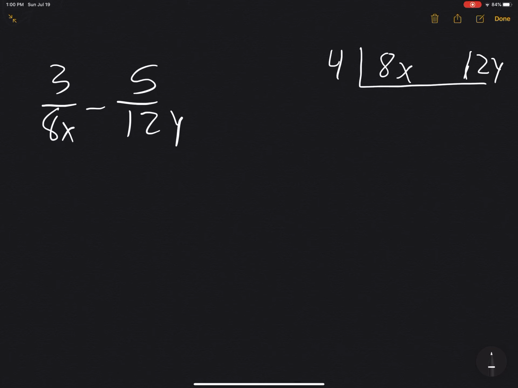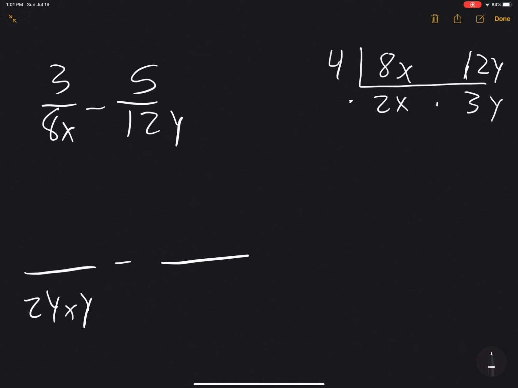8 divided by 4 is 2, with the x attached still. 12 divided by 4 is 3, with the y attached still. And 2x and 3y have nothing else in common, so I can just multiply right across. And I get my common denominator as 4 times 2 times 3, or 8 times 3, which is 24xy, minus, and my other denominator is the same, 24xy.